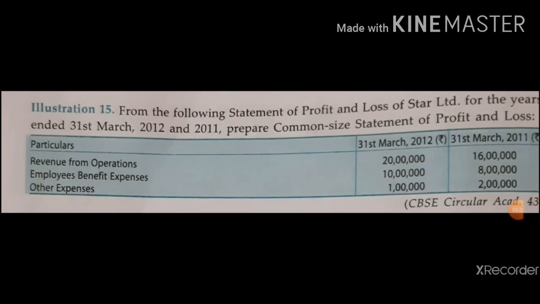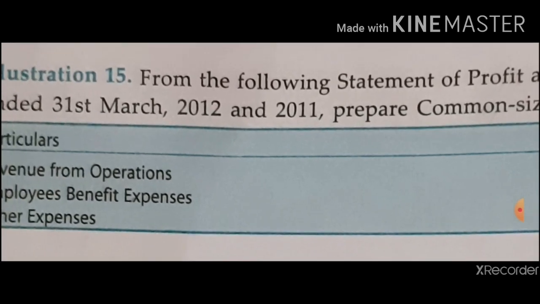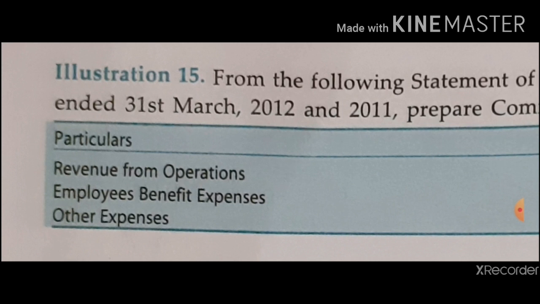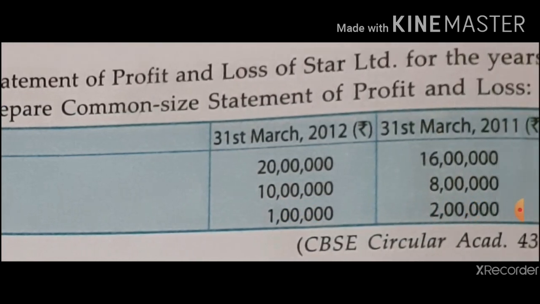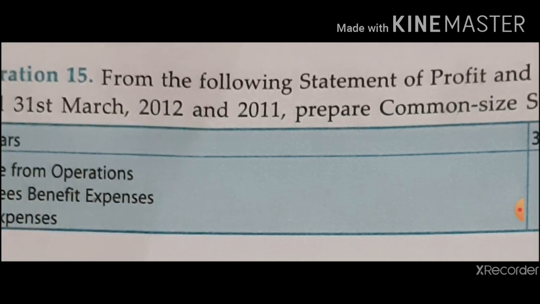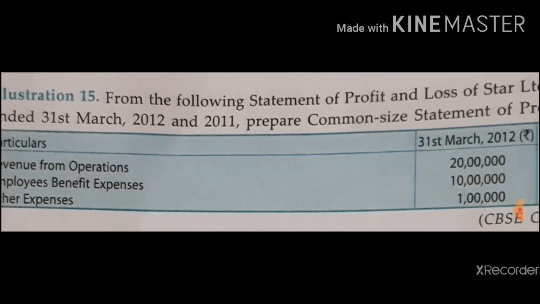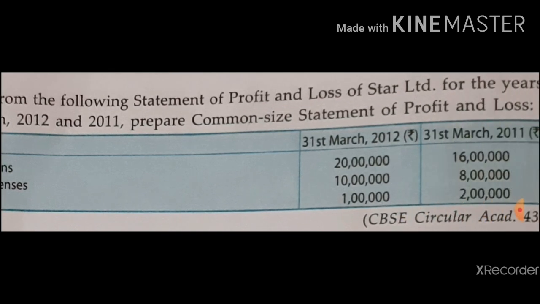Let's discuss one problem. From the following statement of profit and loss of Star Limited for the years ended 31st March 2012 and 2011, prepare common size statement of profit and loss. In the particulars column, revenue from operations, employee benefit expenses and other expenses, 3 items are given, for 2012 and 2011. This is the current year, this is the base year. Then 2012 current year: 20 lakhs revenue from operations, employee benefit expenses 10 lakhs and other expenses 1 lakh. And 2011: 16 lakhs, 8 lakhs and 2 lakhs.